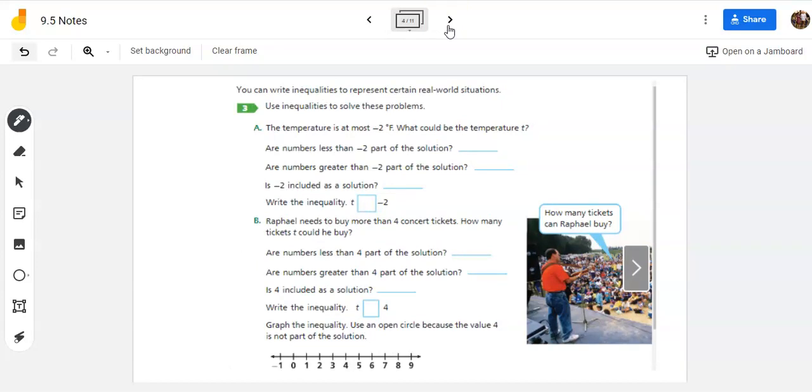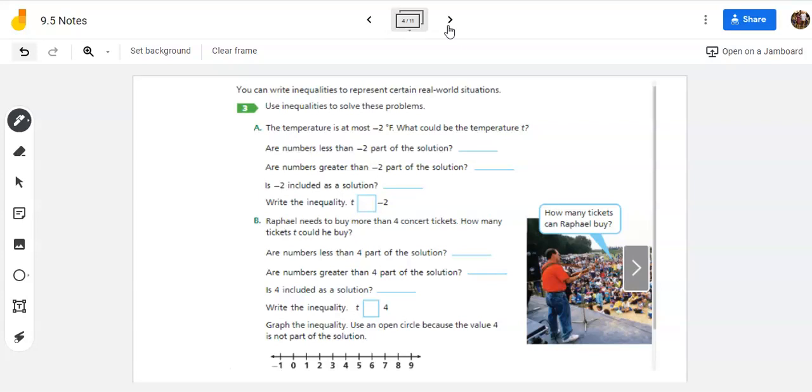Number 4, we're on the top of page 303. This will be the last one in this section. You can write inequalities to represent certain real-world situations. I know you're super excited that I'm going to bring word problems into this. So we're going to use inequalities to solve these problems.